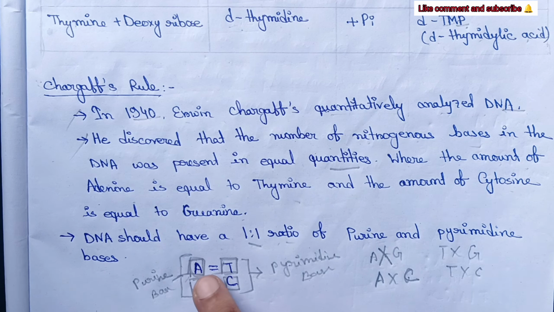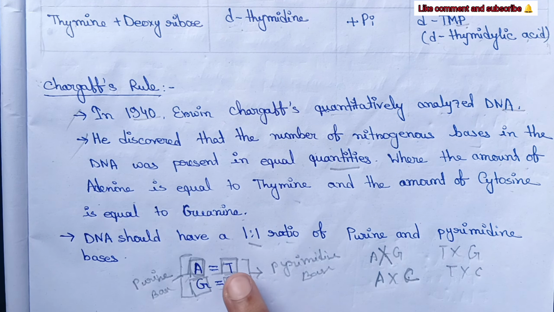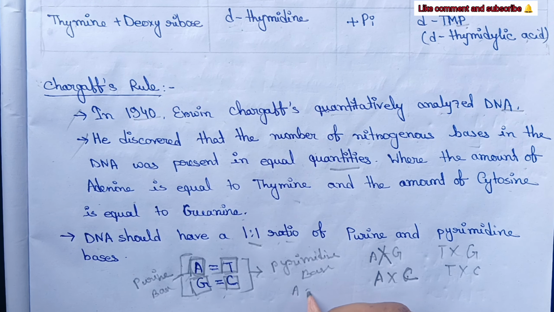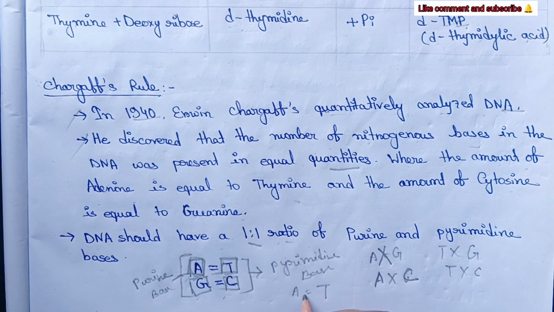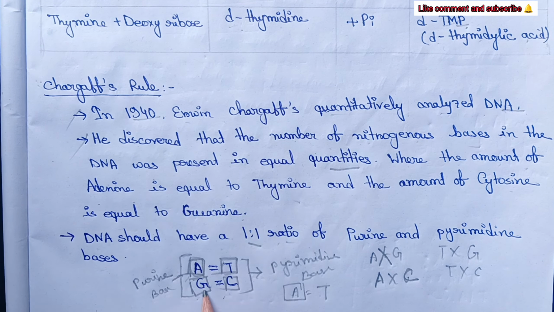This is because they form a double stranded structure in DNA. DNA is a double stranded structure. So where there is adenine, it must be paired with thymine. It cannot bind with guanine or cytosine. So it is proven that adenine and thymine are present in equal number. In the same way, guanine and cytosine are also present in the same number.